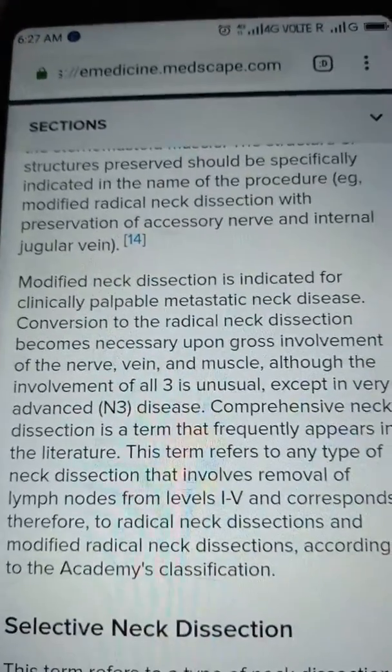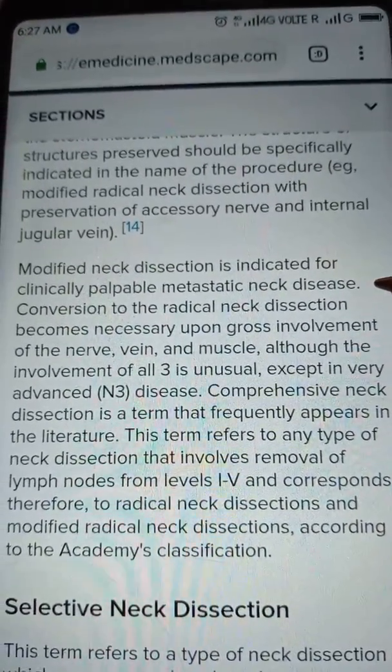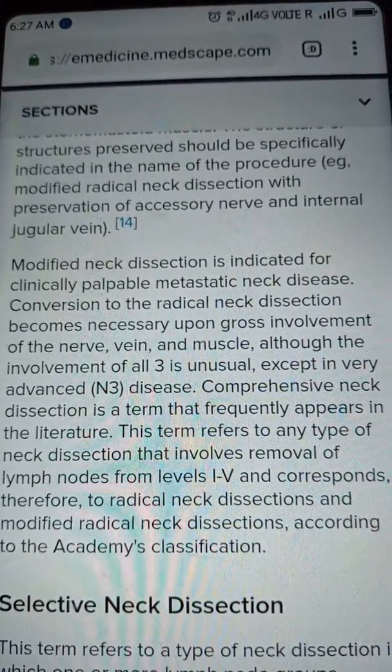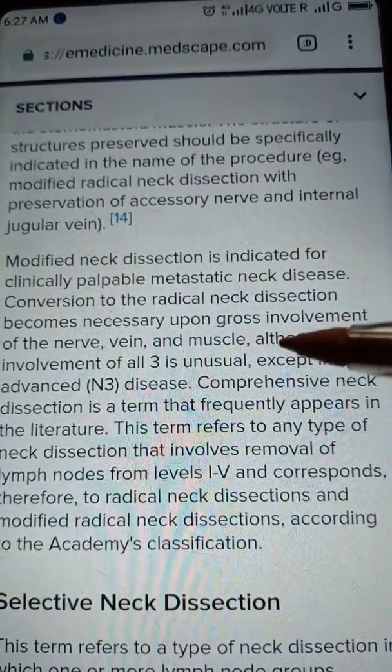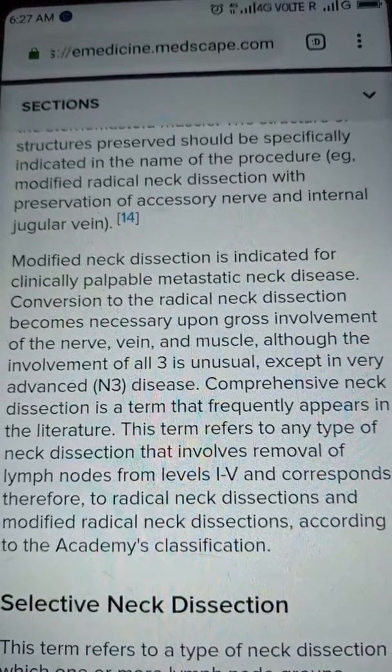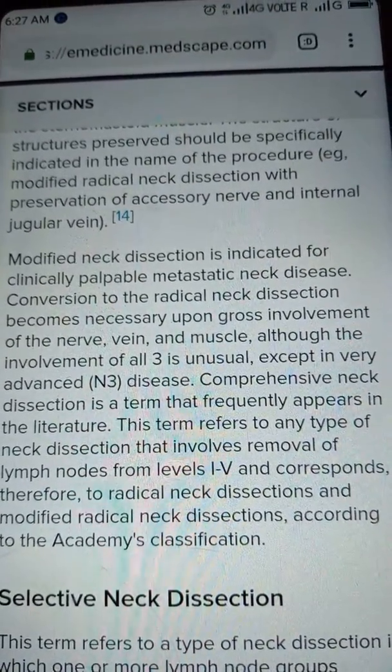Neck dissection is indicated for clinically palpable metastatic neck disease. Conversion to the radical neck dissection becomes necessary upon gross involvement of the nerve, vein, and muscle, although the involvement of all three is unusual except in very advanced disease.